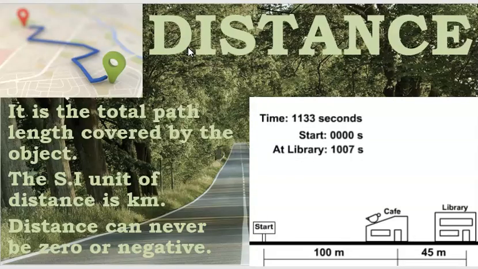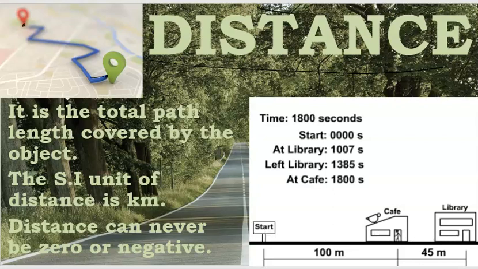Okay, when you say rest and motion are relative, and you say something keeps moving, we can automatically conclude that when an object is moving, it will cover a certain distance. So what is this distance? For example, you start from here, and you need to reach this place.